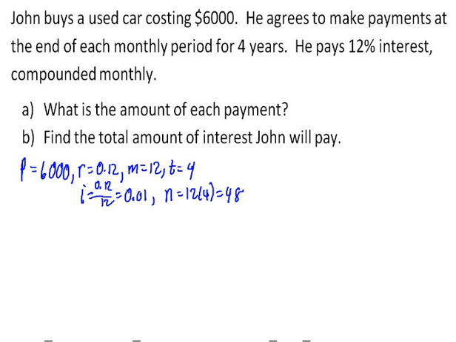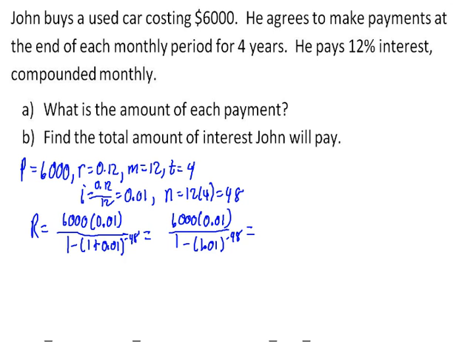Now plugging those into the formula, we get that the payments would be 6,000 times 0.01 all over 1 minus 1 plus 0.01 raised to the negative 48. Now again, the 1 plus 0.01 would be 1.01. Now plugging that all into the calculator, we would get 158.0030126... because it goes on forever. Now rounding this to the nearest cent, we get that John would pay approximately $158 each month.